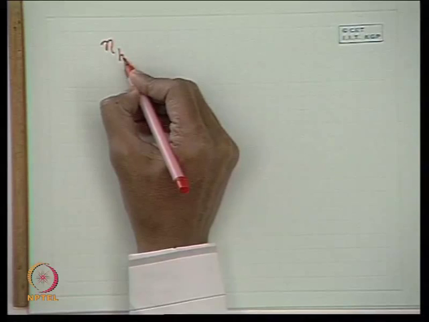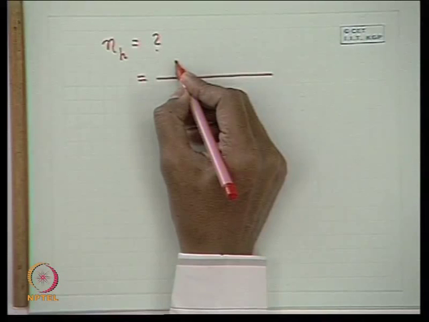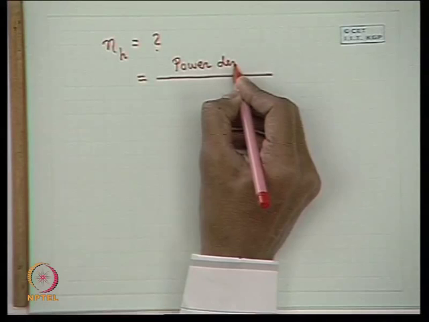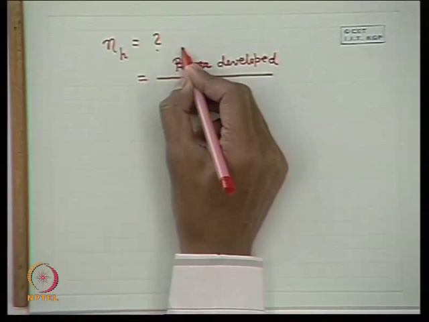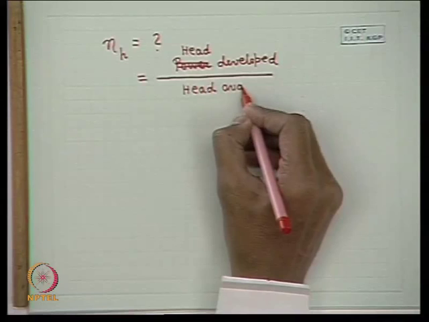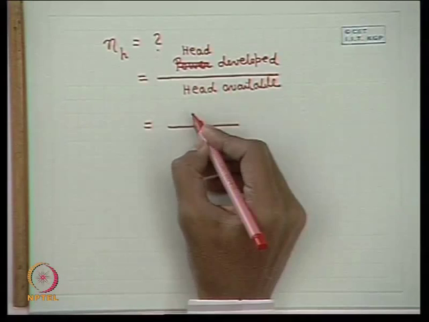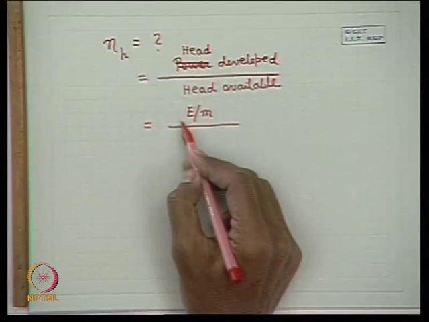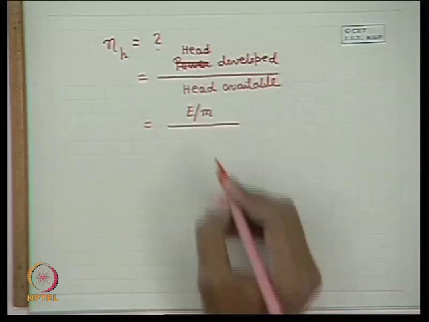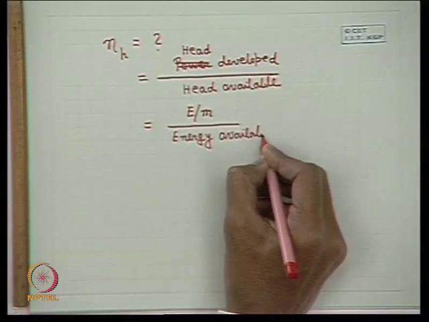What is the hydraulic efficiency? As you know, the hydraulic efficiency has, in the numerator, the power developed, or rather I can write the head developed, that is the energy per unit weight, divided by the head available, that means the energy available at the nozzle entrance. Now, the energy developed, if I express this per unit mass, is E by M. So this is the energy developed per unit mass. So what is the energy available per unit mass? Please tell me, we have to find out the energy available per unit mass.